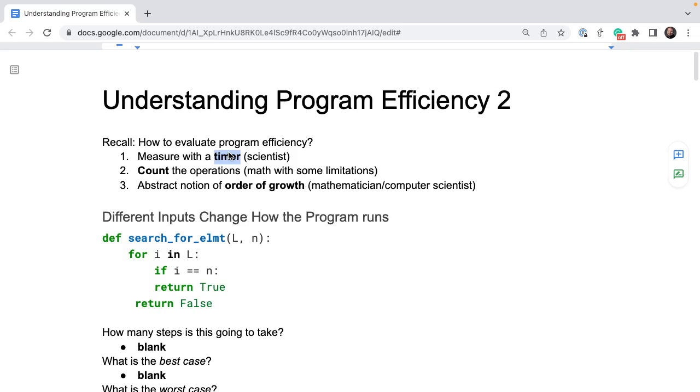Does anyone remember what were some of the flaws when we were using a timer to try to evaluate a program's efficiency? It was inconsistent. How did we try to deal with that inconsistency? We took the average. So that was one major flaw. What was another major one when it comes to using a timer to judge the efficiency of your program?